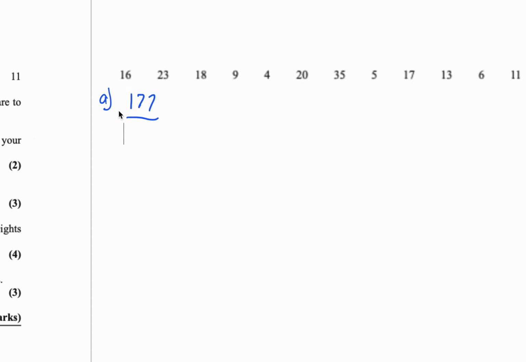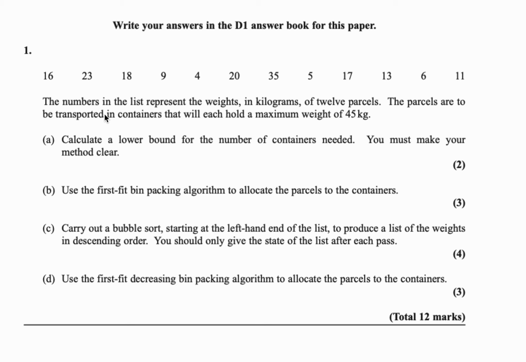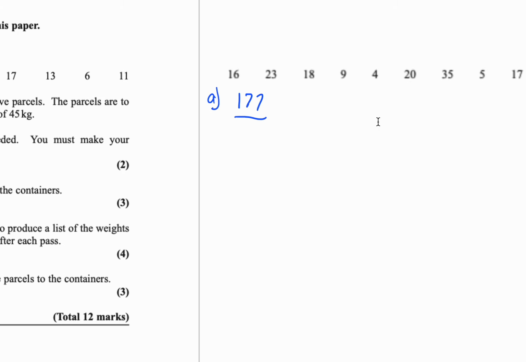And it tells you that the containers can hold a maximum weight of 45, so how many do we need? What do we get? 177 over 45 is 3.933. Very good. So do we say that the answer is 3, 4, 3.933? How do we choose? 4, you go to the next number. You go to the next number.